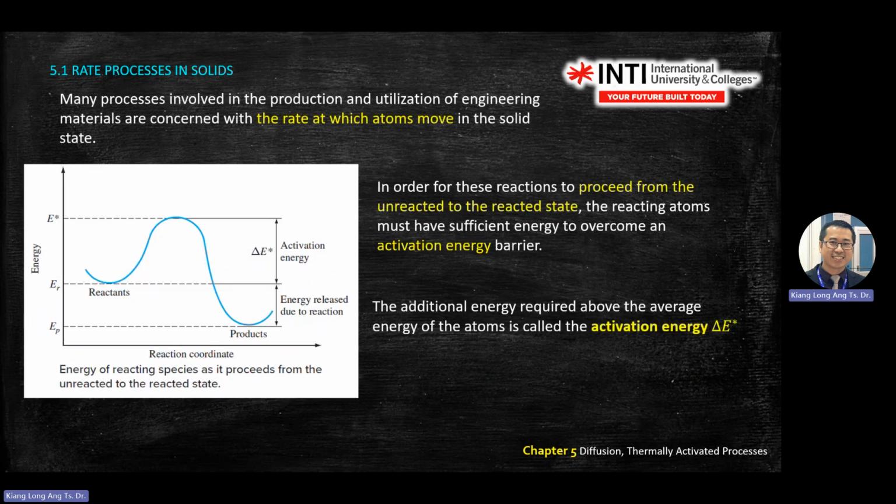Here, activation energy is the region above the reactant energy. It's the additional energy required above the average energy of the atom, and it is called activation energy. ER here is a stable energy. So if you want to mix, you need to give energy. From this line going above to the maximum energy, then it drops down. So the amplitude here is the activation energy.